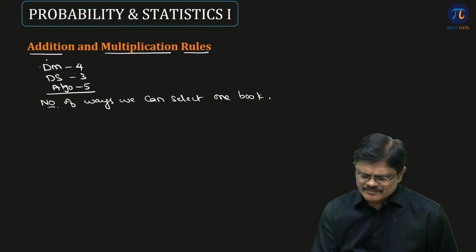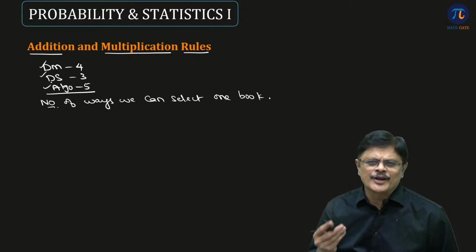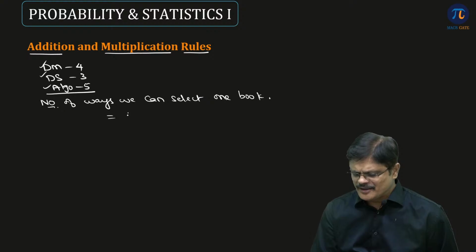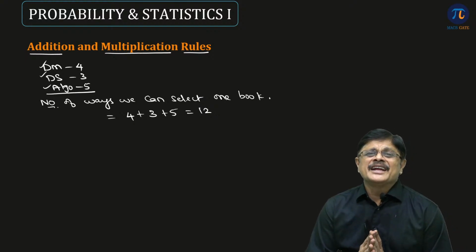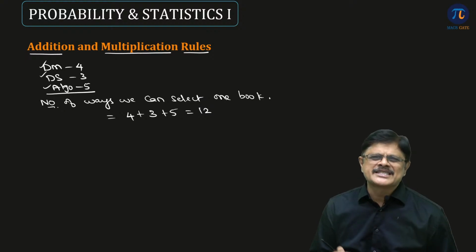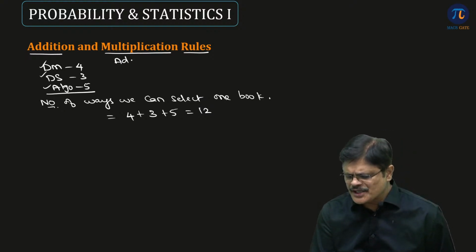You can select any one of the discrete mathematics books. You can select any one of the data structures books. You can select any one of the algorithm books. So the number of ways you can select one book is nothing but 4 plus 3 plus 5. So we can select one book in 12 ways. See, this is what we call the addition rule, addition principle.